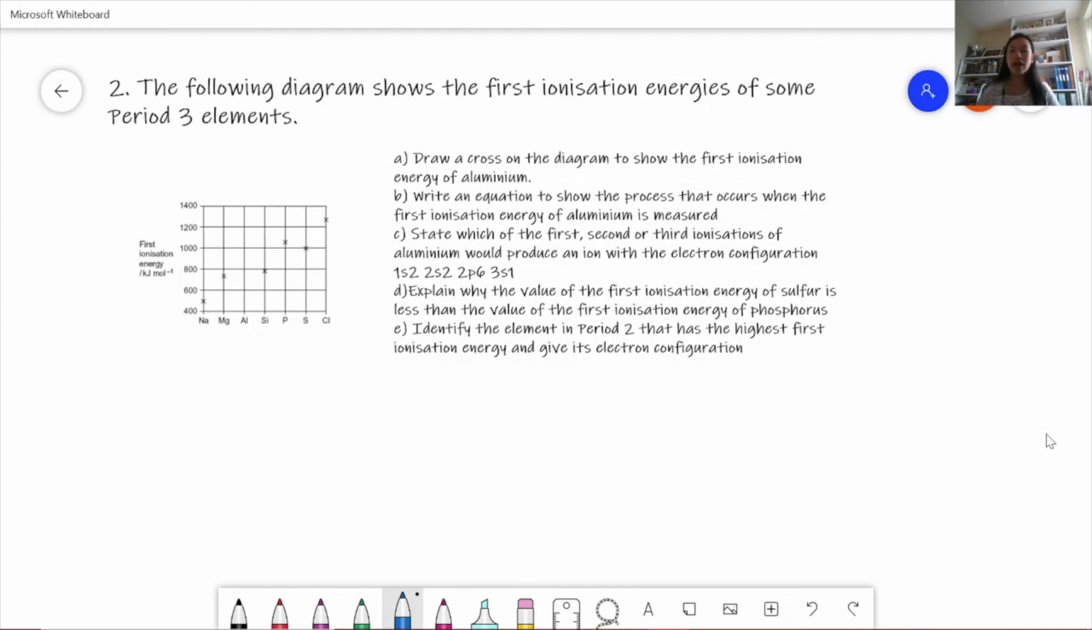So if we have a look at magnesium and its electron configuration, it'll be 1s2, 2s2, 2p6, 3s2. And then if we have a look at aluminium, we have all of that. So 2s2, 2p6, 3s2. But we have an extra electron, 3p1.